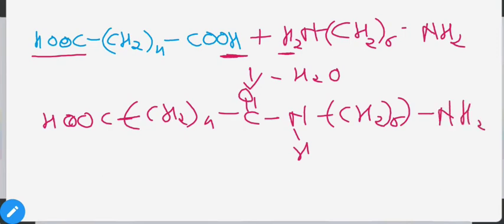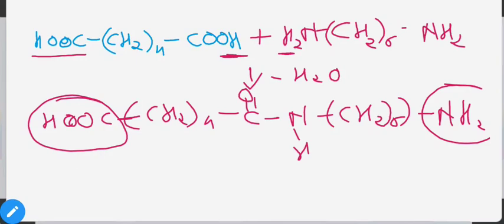Okay, and you will get a molecule which contains two functional groups again. One of the functional groups is COOH and the second one is NH2 at the other end. So this is called dimer. When two monomers combine with each other, you will get dimer and one H2O molecule will be removed. So this type of process will repeat itself and eventually you will get polymer.